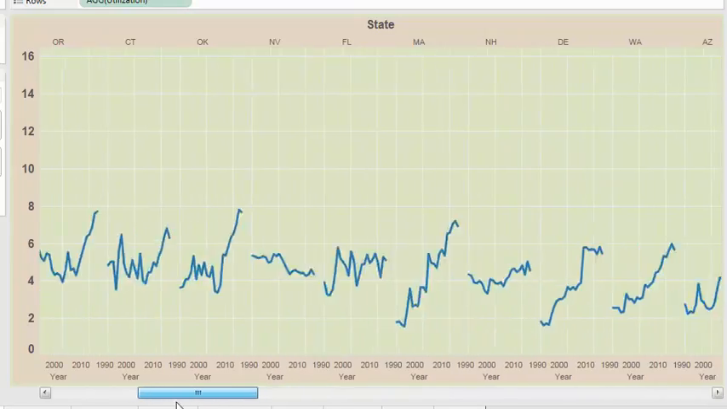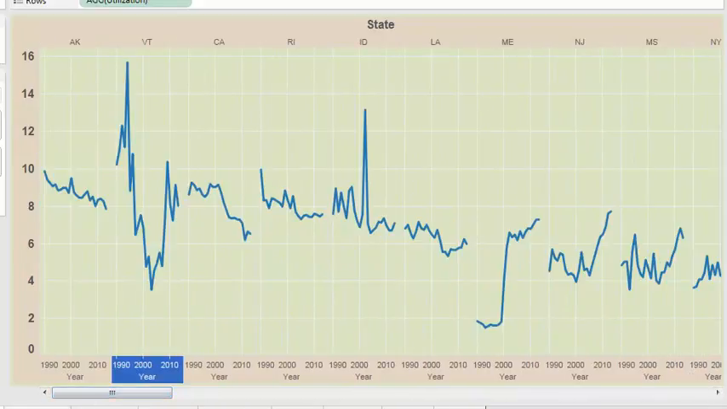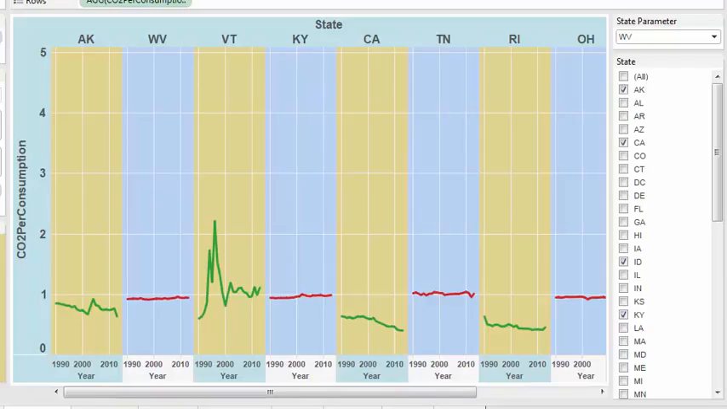Now, we would like to analyze the higher utilization and lower utilization states. In this graph, we have used small multiples to compare the emission of CO2 gases with respect to the consumption, and we found an interesting fact that for the lower utilization states, the amount of CO2 generated remains constant for all the years from 1990 to 2013.